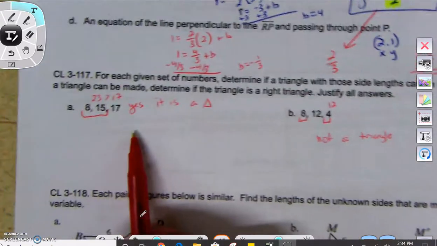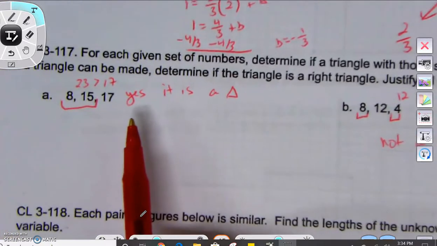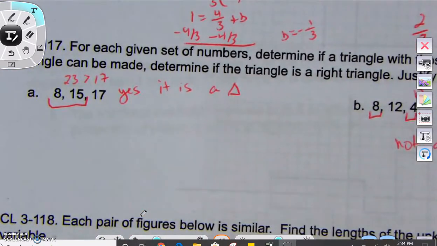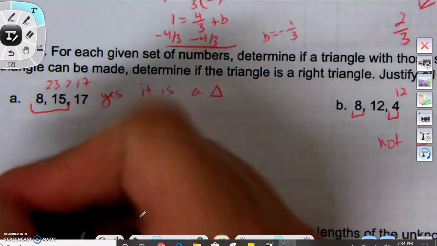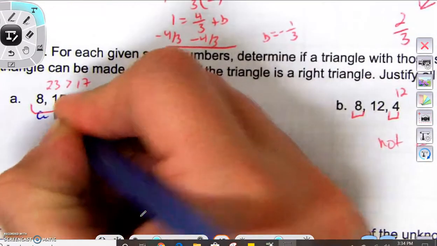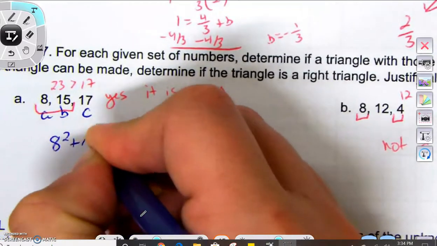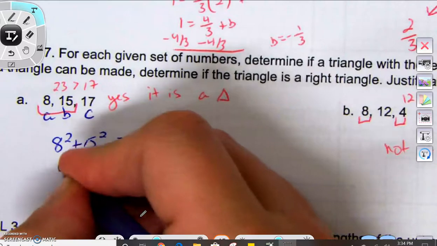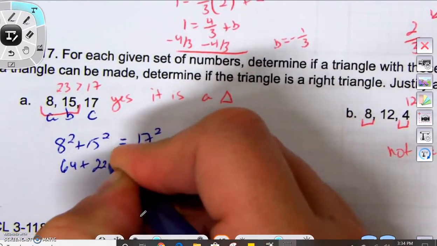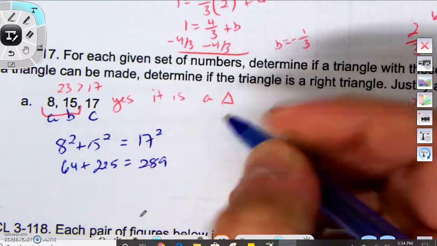So if I go back to this one, we want to figure out if it's a right triangle. So we know we can find sides of right triangles using the Pythagorean theorem. So we're going to plug this into the Pythagorean theorem and see if it works. We know c has to be our biggest side, so that's c. a and b doesn't matter, so 8 squared plus 15 squared. Again, we want to see if this is going to work. So 8 squared is 64, 15 squared is 225, 17 squared is 289.